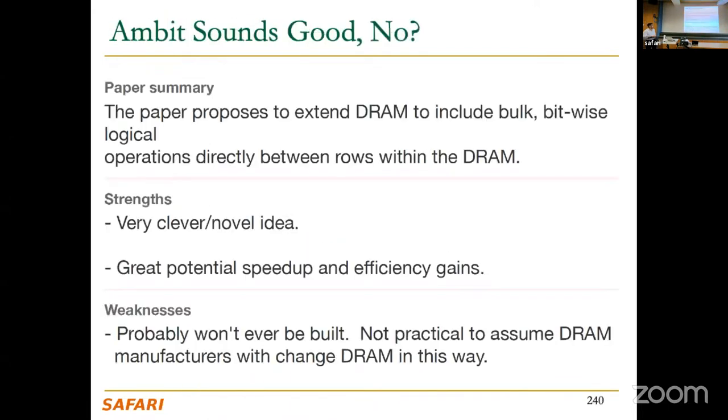So this is the summary that you usually get. The paper proposed to extend DRAM to include bitwise operations. Strengths: very clever idea, novel idea, great potential speedup and benefit. So everything seems nice, right? Then you go to the weaknesses: probably won't ever be built. Not practical to assume that DRAM manufacturers would change DRAM in this way. A problem that I mentioned before, that DRAM manufacturers are quite reluctant to change DRAM.